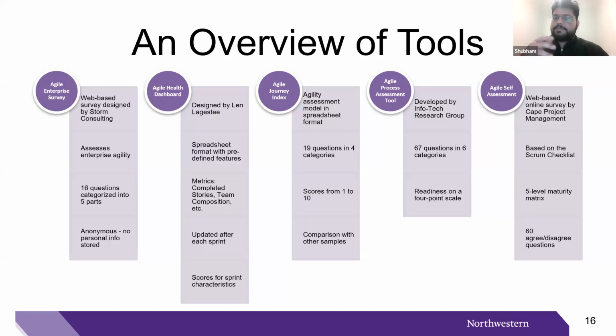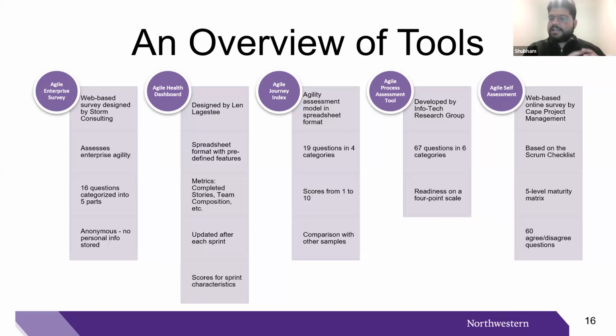And then you have Agile Process Assessment Tool. This one is what I was most fascinated with, the Agile Process Assessment Tool. It was developed by Infotech Research Group. This is the research group that also published an evaluation paper on a lot of these agile assessment tools and made a comparison. So they have 67 questions across 6 categories.